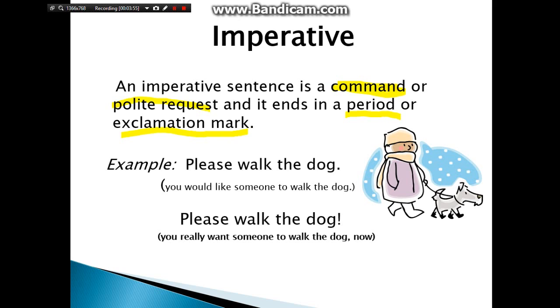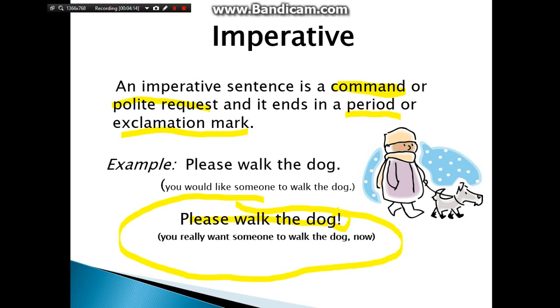An example would be, "Please walk the dog." You would like someone to walk the dog. It is a command. A second example would be, "Please walk the dog!" Notice that this ends with an exclamation point. That means you want someone to walk the dog now. This is an example of a combination type of sentence. It is both exclamatory and an imperative.